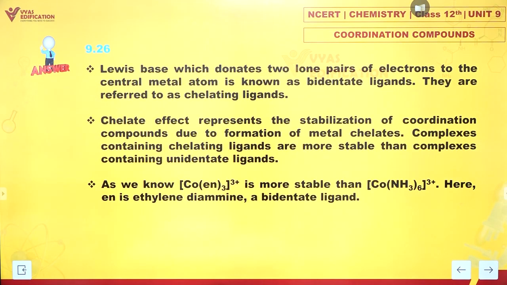Lewis bases which donate two lone pairs of electrons to the central metal atom are bidentate ligands, and they are also called chelating ligands. Fine. Now we have just defined what is chelating ligand. Now what is chelate effect?